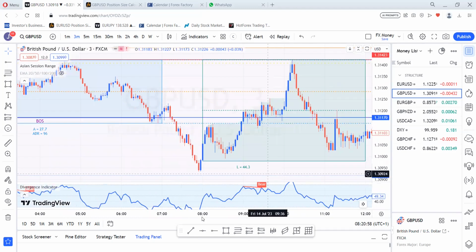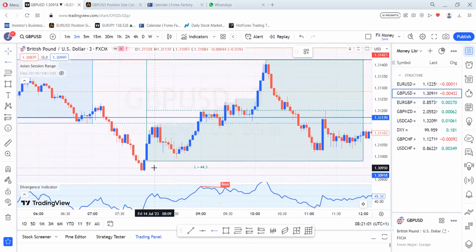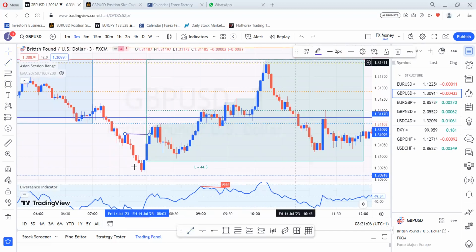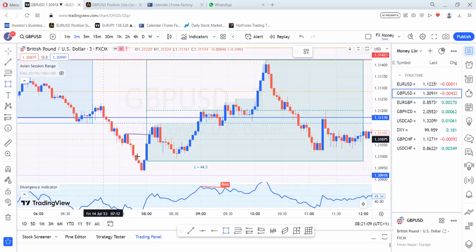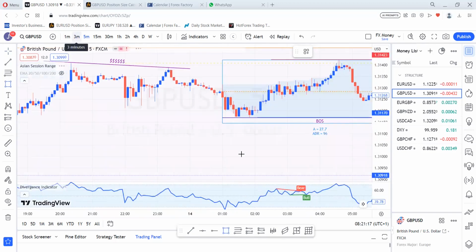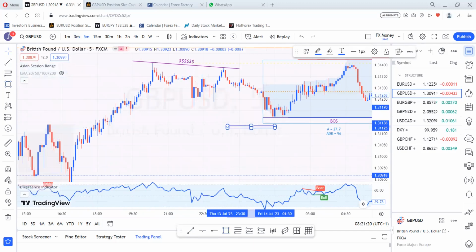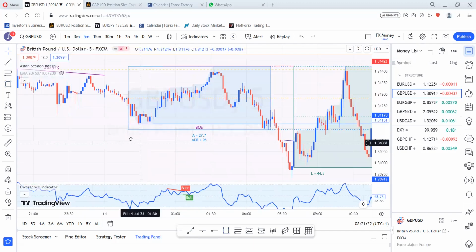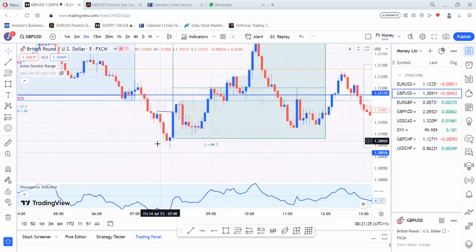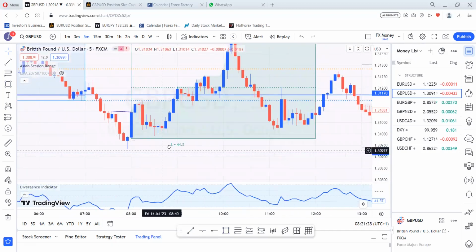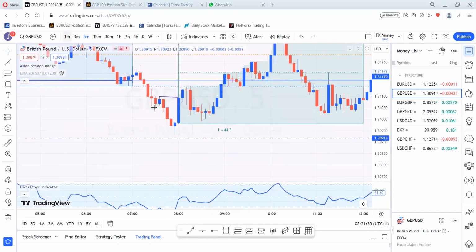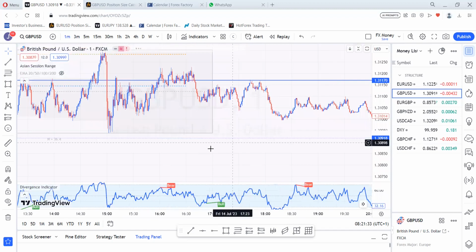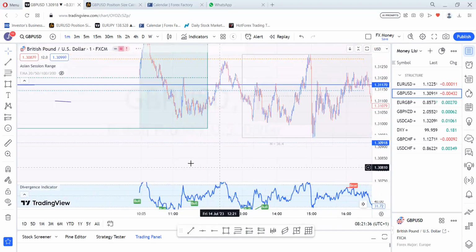If you wait patiently for the change of character after the manipulation, your nice order block is on 5. So even on 1, let's go on 1. I want you to use 1 most of the time because that's when you see it more clearly.